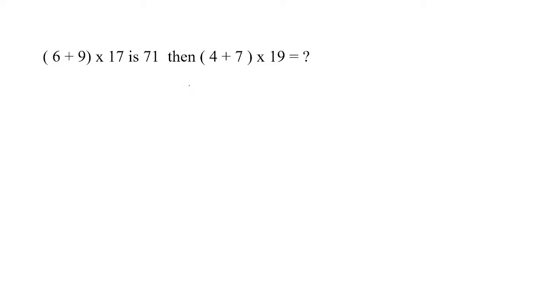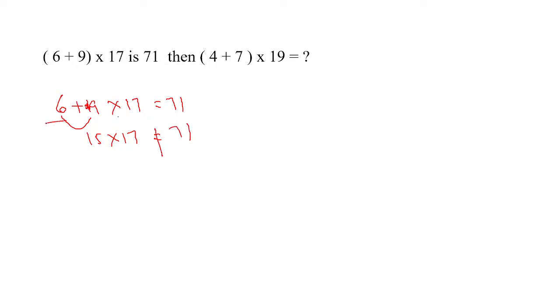First, look at here. 6 plus 5 into 17 is equal to 71. That is the question they are giving you. But 6 plus 9 is 15, and 15 into 17 is not equal to 71. The value will be more.